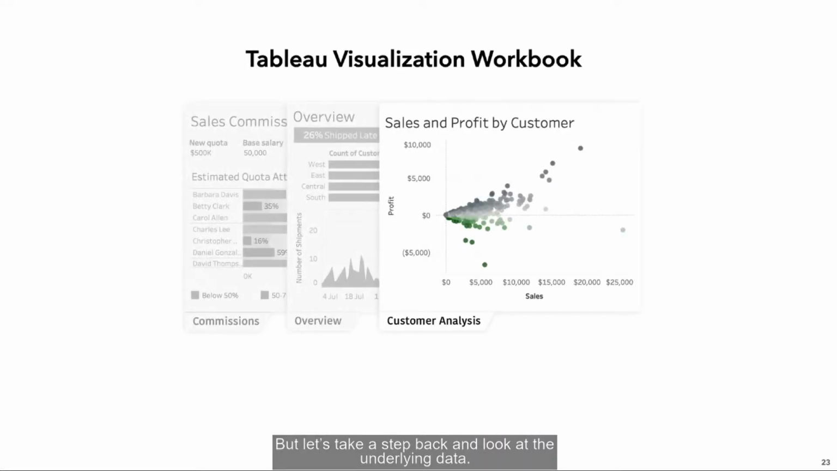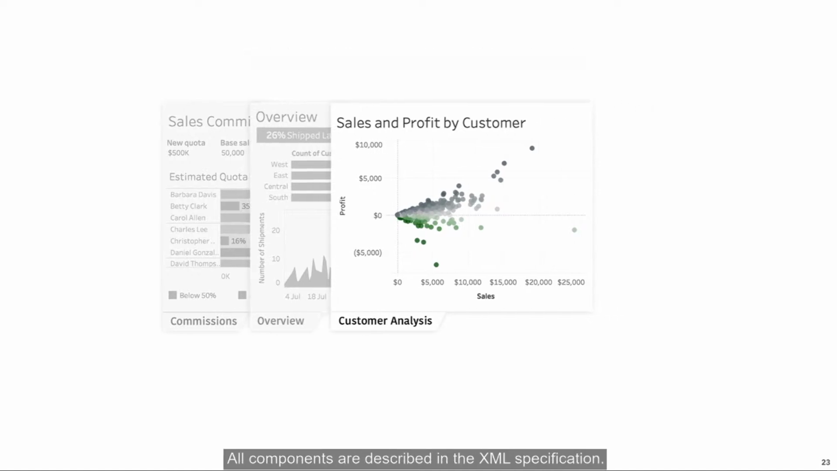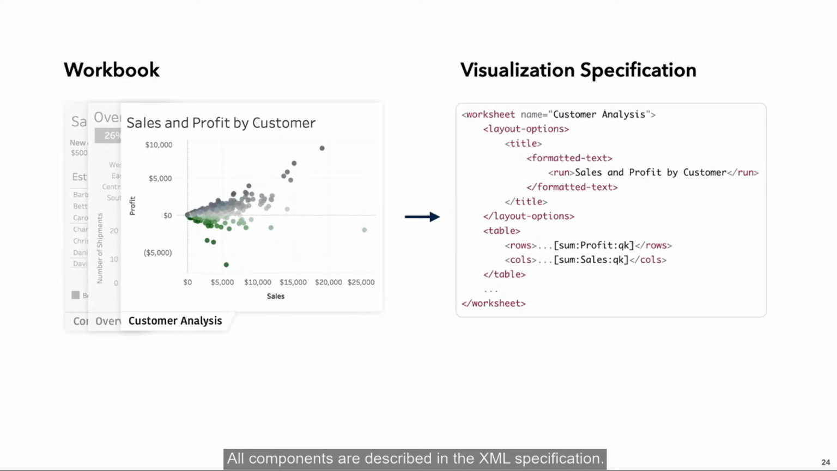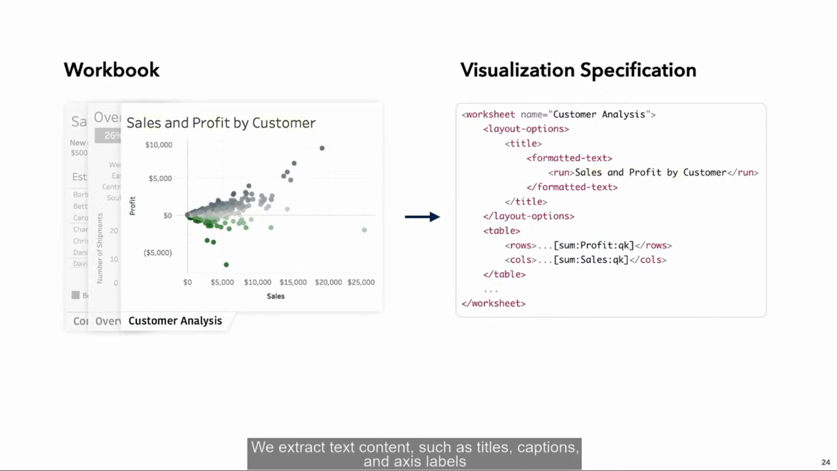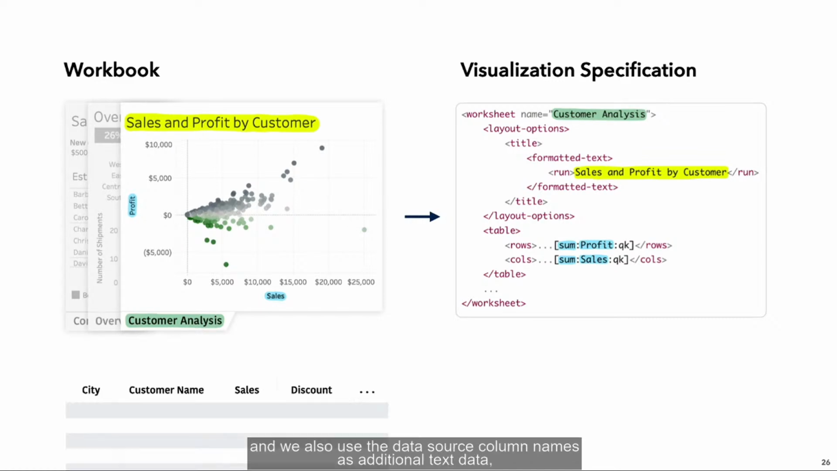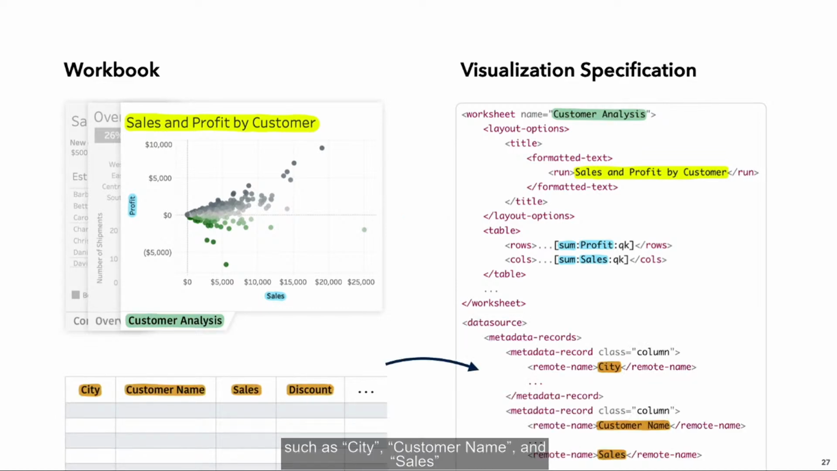But let's take a step back and look at the underlying data. We focus on Tableau workbooks that often contain multiple sheets and dashboards, roughly comparable to a spreadsheet. All components are described in the XML specification. We extract text content such as titles, captions, and axis labels. And we also use the data source column names as additional text data, such as city, customer name, and sales, that are also part of the XML VIS specification.